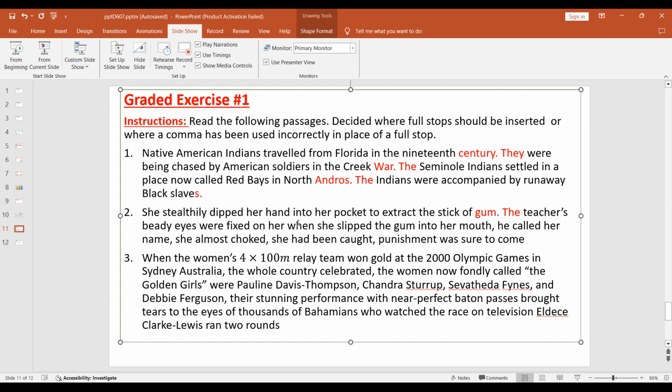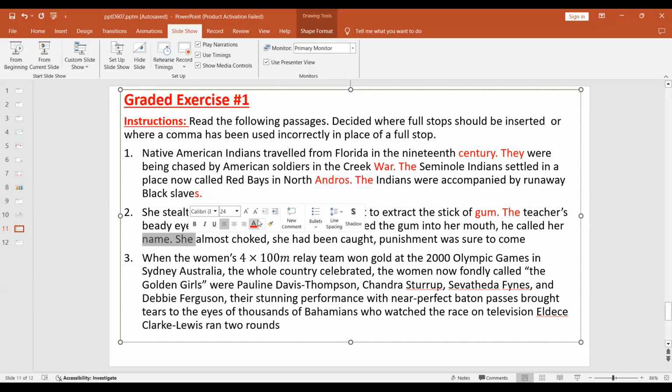Oh, no, that's too much. If you're removing the comma, then you definitely have to put a period there. Then we can say "when she," so we capitalize that. So "When she slipped the gum into her mouth," so he called her name, right? So then we could put a period there. All right, so that's how we correct that. I don't know if y'all got it like this, but this is a good way to correct it.